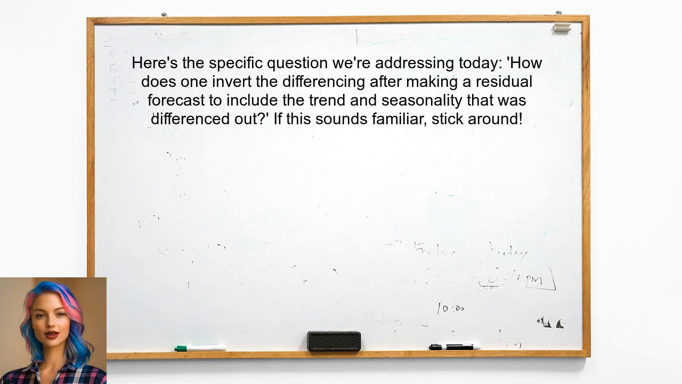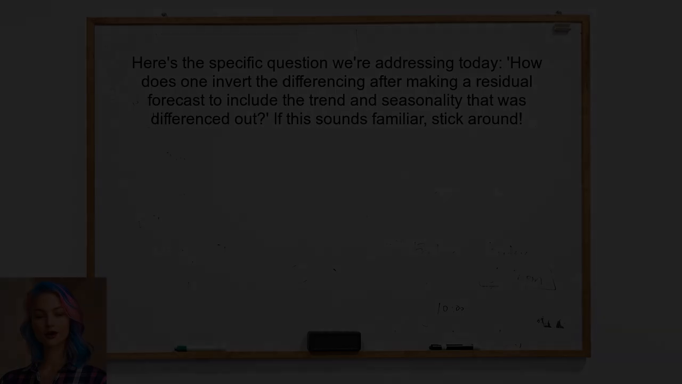Here's the specific question we're addressing today. One user asked, how does one invert the differencing after making a residual forecast to include the trend and seasonality that was differenced out? If this sounds familiar, stick around as we explore the solution.